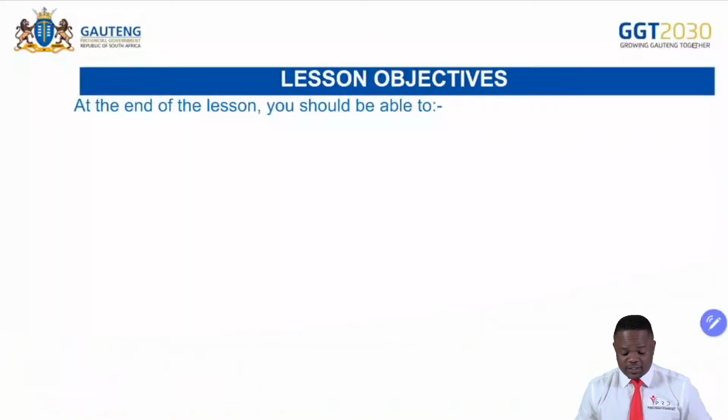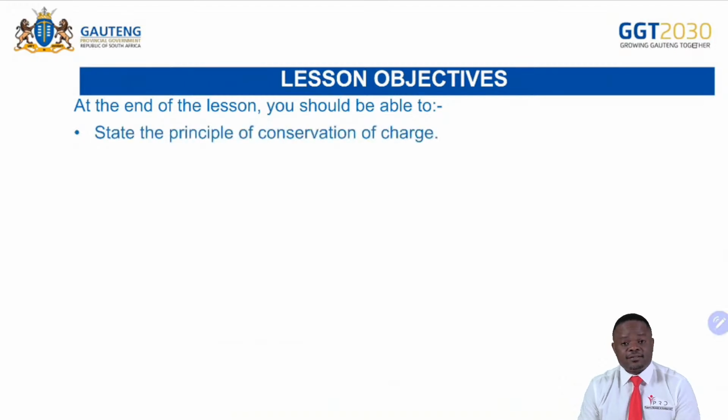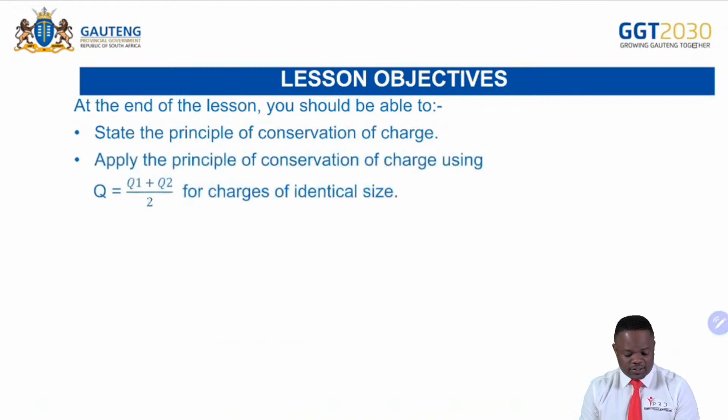At the end of the lesson, you should be able to state the principle of conservation of charge. I believe when you think of the principle of conservation, you've met it in different places. Now we're talking about the conservation of charge. You should also be able to apply it using Q is equal to (Q1 plus Q2) divided by 2, where Q stands for the charge of an object after a physical activity such as contact.